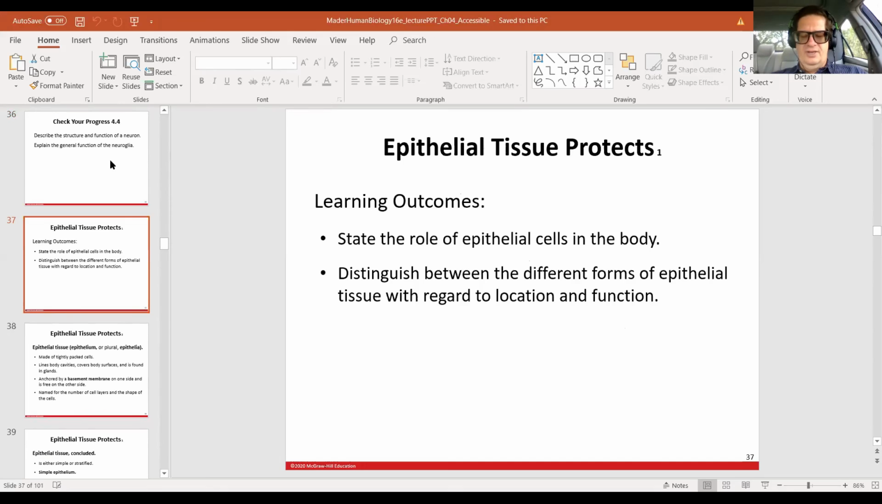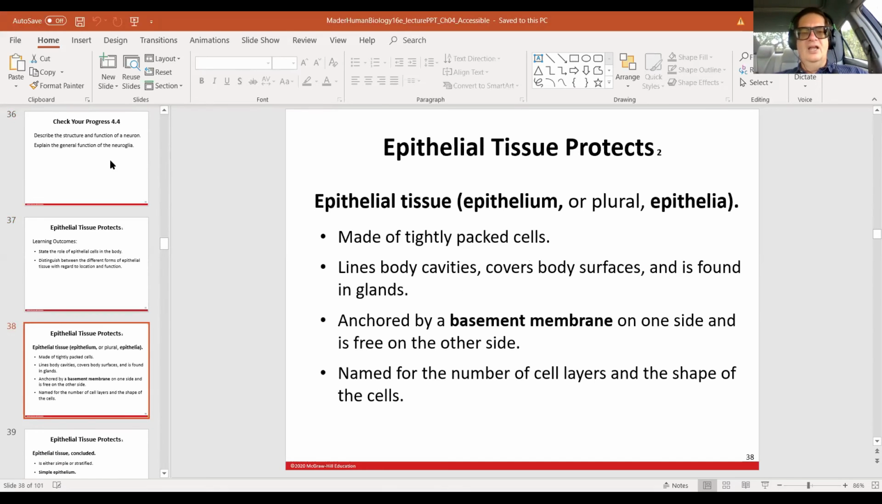So let's go ahead here. Epithelial tissue is made out of tightly packed cells. It lines body cavities, covers the surface of the body. I'm talking about like the skin. It's found in glands. You have cells that are hooked to a basement membrane on one side and free on the other. They're named for cell layers and shapes. Okay, we've done this before.